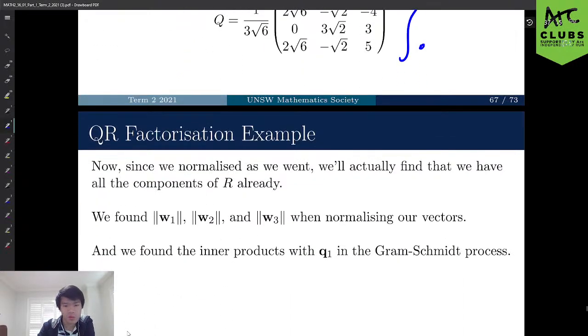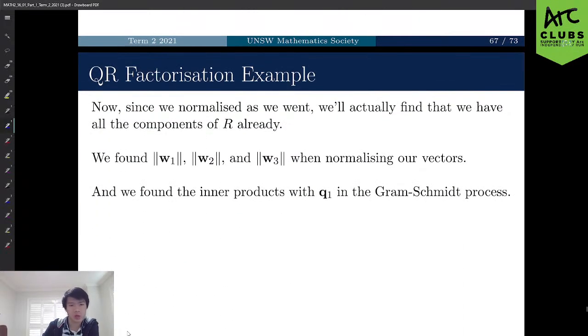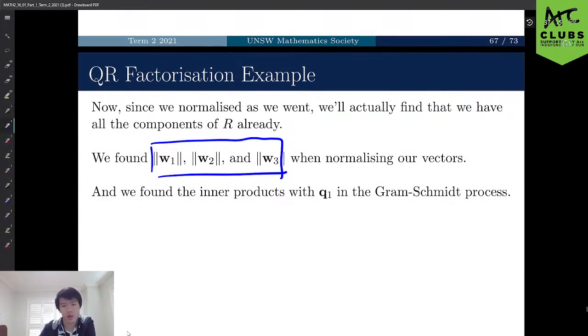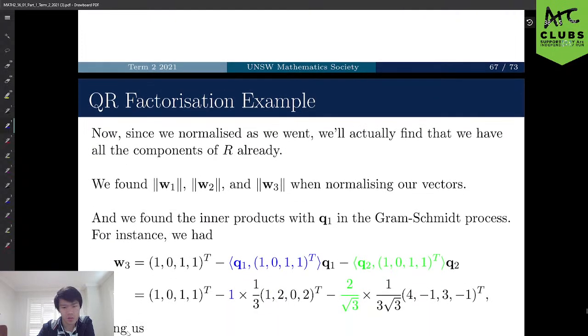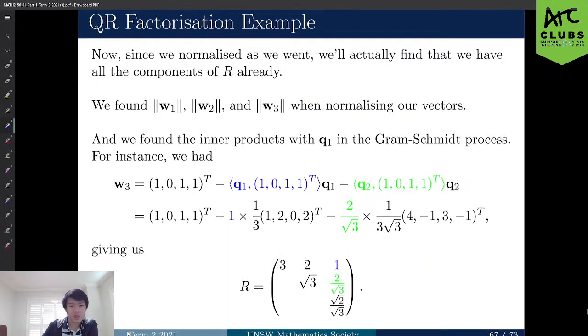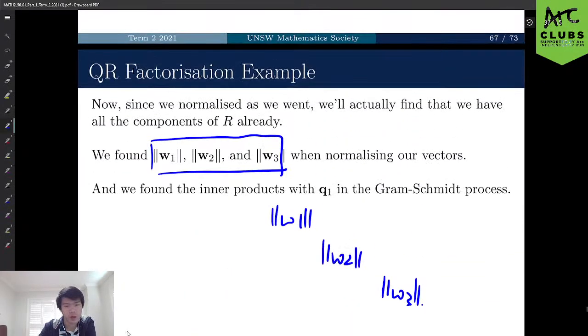Then for R, remember that these things were the diagonals of our formula. So we had W1 up here, then we had W2 down here, then we had W3 down here. Right, so we're going to get that. So that's why we have 3, root 2 on root 3. Right, because we have W1 equals 3, this equals root 3, and this equals root 2 on root 3.